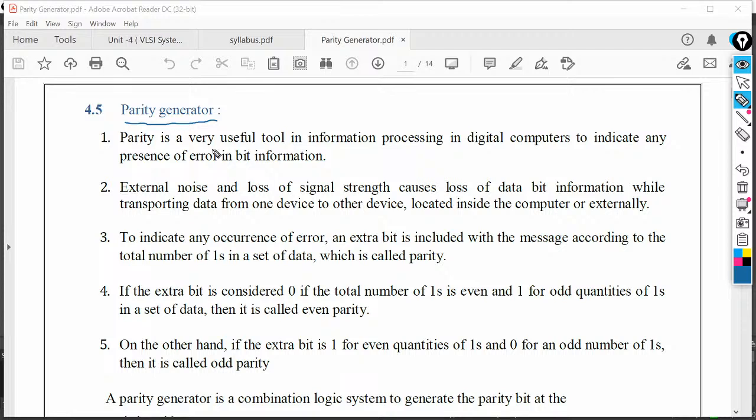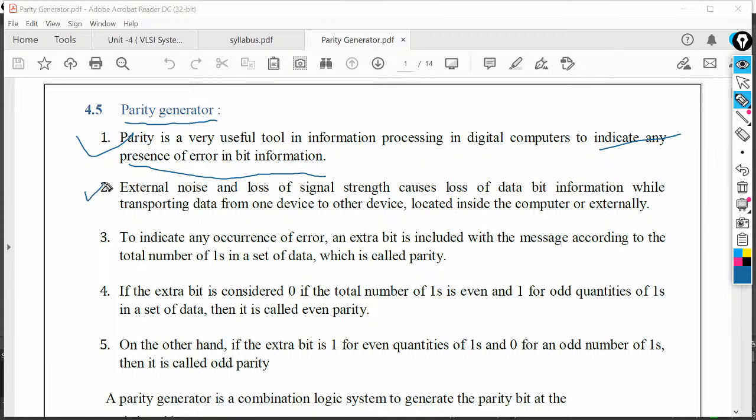Okay, so first we see the theory of the parity generator. The parity generator is a very useful tool in information processing in the digital computer to indicate any presence of error in the bit information. We already discussed this topic. It is mainly used to represent the even and odd condition of data to the receiver.